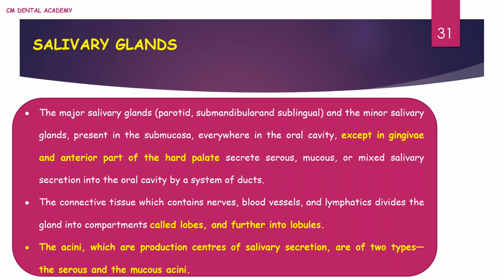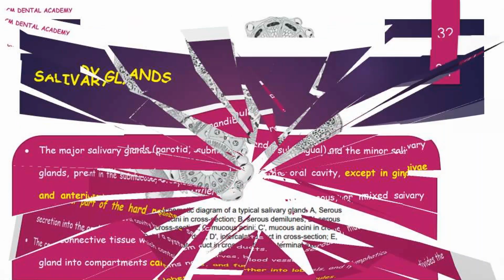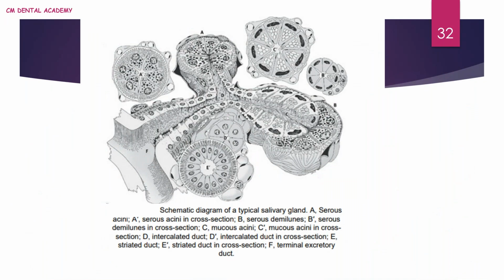They secrete serous, mucous, or mixed secretions into the oral cavity. It depends on the particular type of the salivary gland. They have peculiar secretions, and a few have mixed secretions. The connective tissue, which contains nerves, blood vessels, and lymphatics, divides the gland into a few compartments called lobes, which are further divided into lobules. The acini, which are the production centers of salivary secretion, are of two types, mainly the serous acini and the mucous acini.